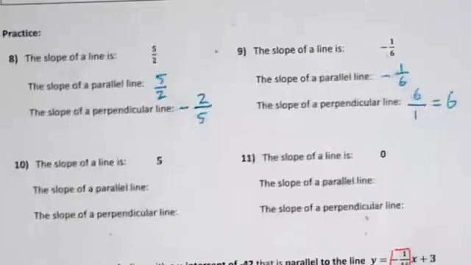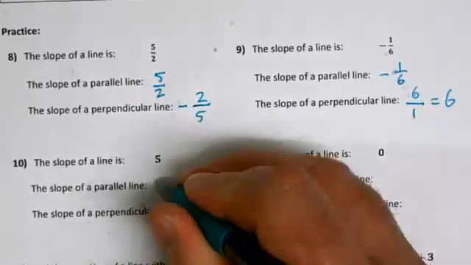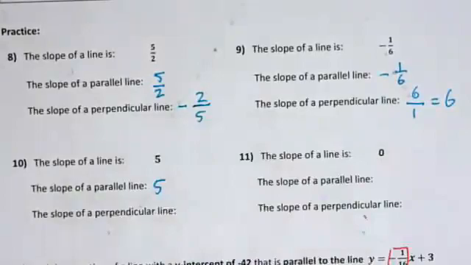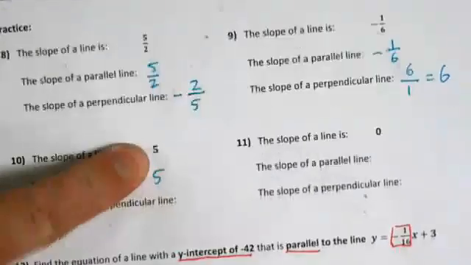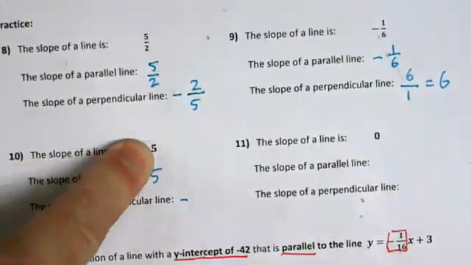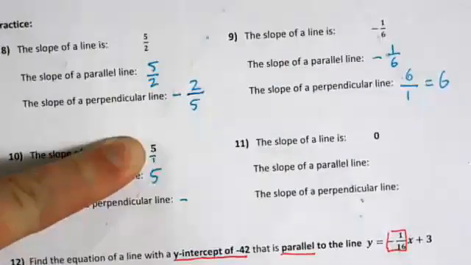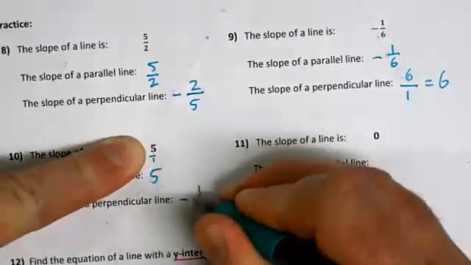All right, this time I got a slope of 5. If I want a parallel line, it's going to have the exact same slope. For the perpendicular line, I need to change the sign. It used to be positive, so now it's going to be negative. And how do I flip a 5? We could turn this into a fraction, 5/1, and now it's easier to flip. It would be 1/5. Good.